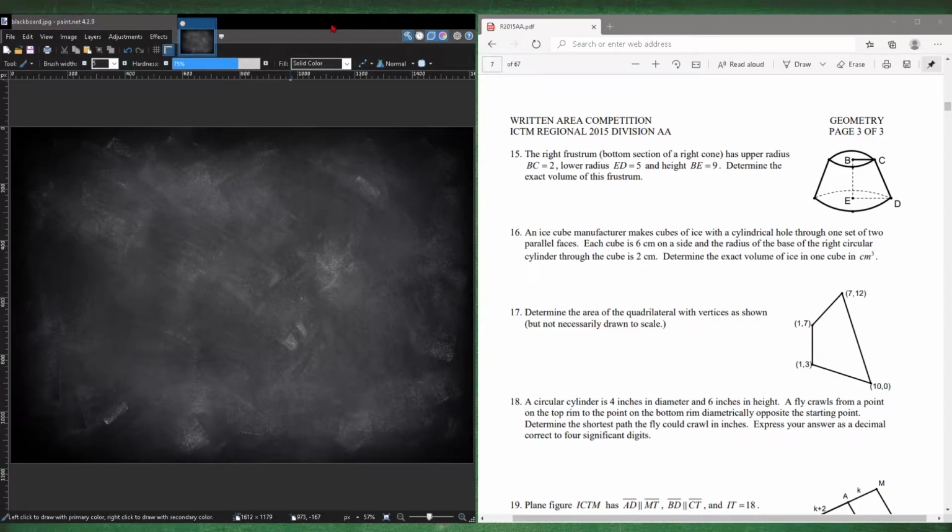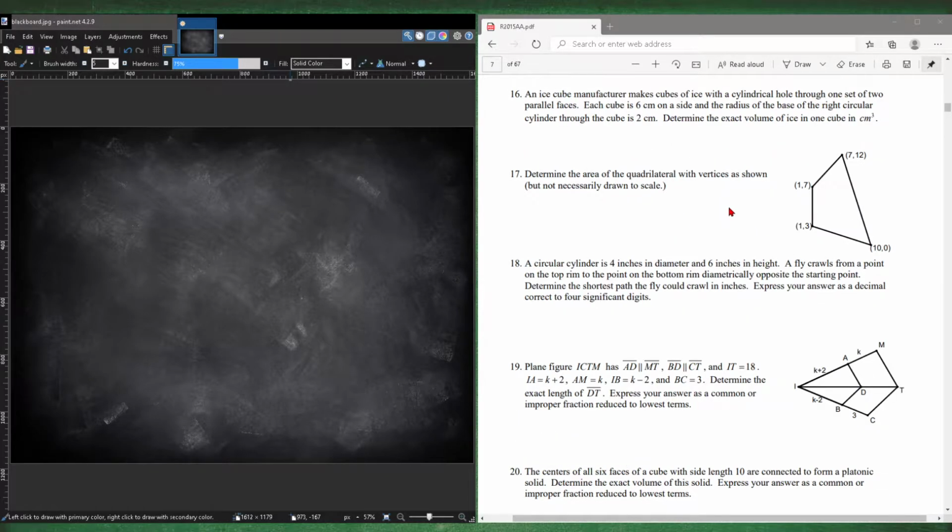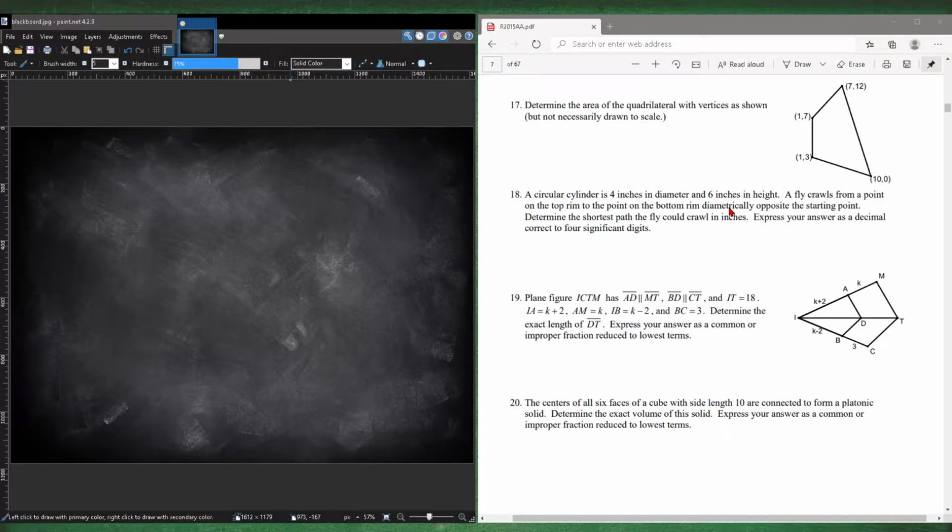Today I'll be covering the third part of the ICTM Regional 2015 Division Double A Geometry, where I'll be answering questions 18 and 20. Let's begin with 18. A circular cylinder is 4 inches in diameter and 6 inches in height. A fly crawls from a point on the top rim to the point on the bottom rim diametrically opposite the starting point. Determine the shortest path that the fly could crawl in inches.